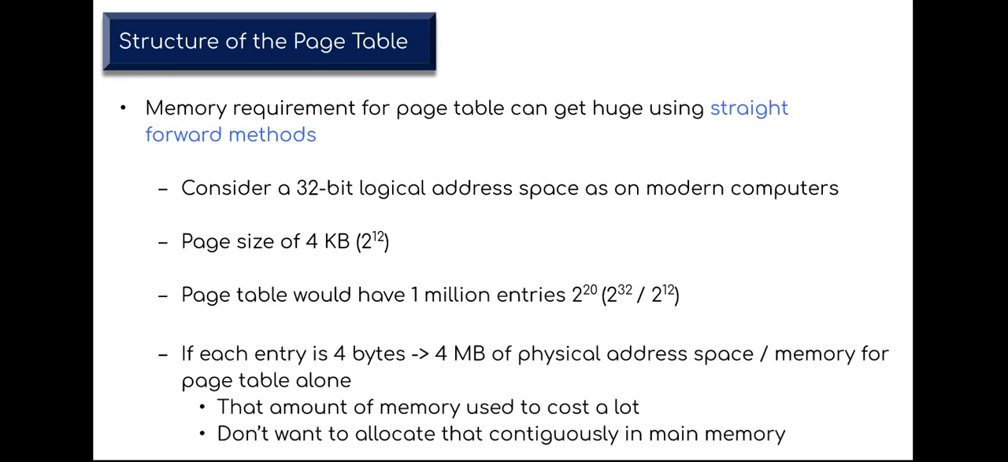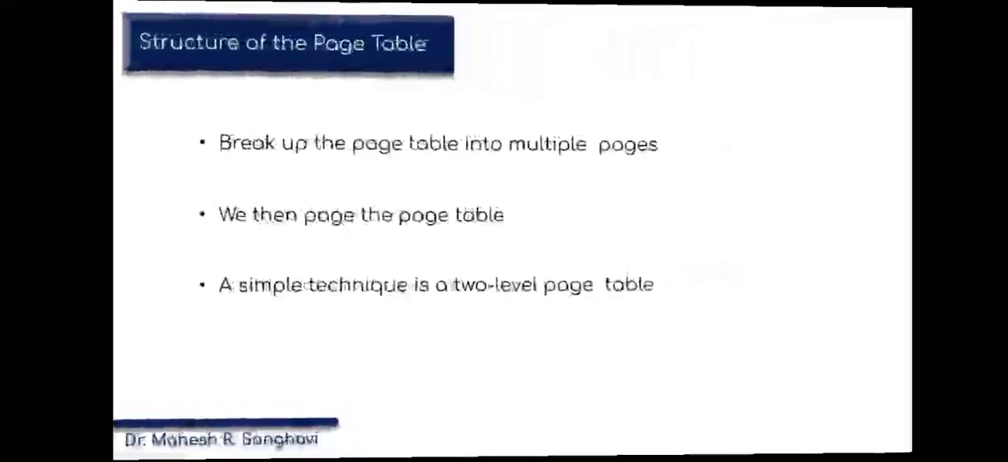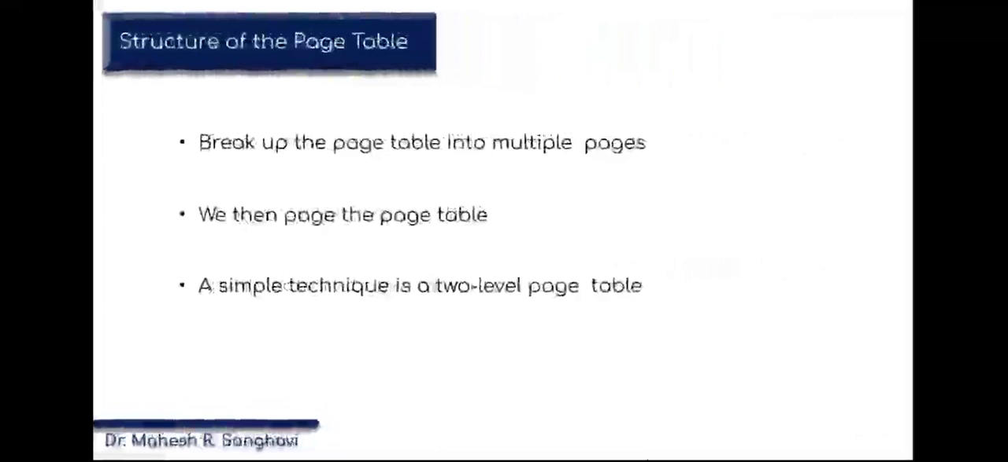So when we are talking about 1 million entries, and if one entry is 4 bytes, then we need 4 MB of physical address space to store our page table itself, and this much is needed to store the page table. So providing contiguous memory for this page table can be the challenging part. So we need to break up this page table into multiple pages, and we need to take care where exactly this data is actually stored. So the technique that can be used here is a two level page table.